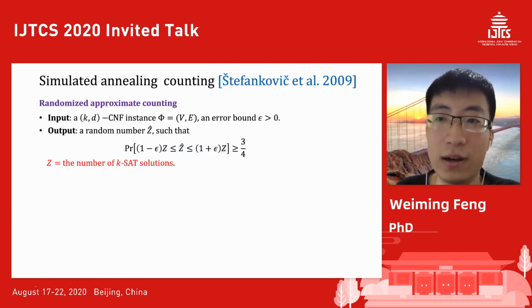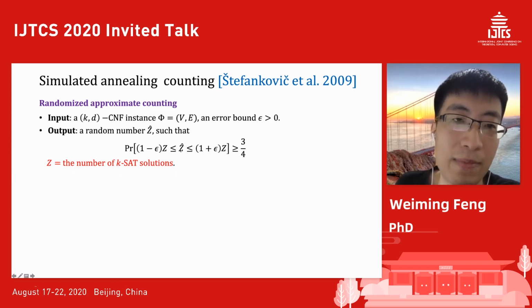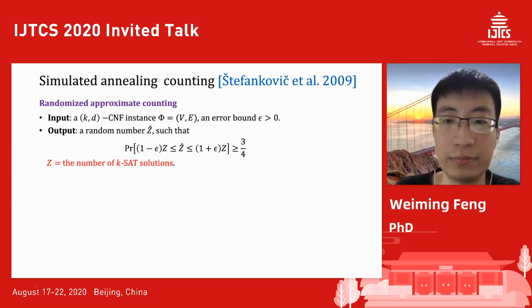Now let us have a quick look at the counting algorithm. We actually solved the randomized counting problem. The algorithm is required to output a random number z hat, such that with probability at least 3 over 4, z hat is an epsilon approximation to z. Here z is the number of k-SAT solutions. Here the number 3 over 4 can be replaced with any constant that is greater than 1 over 2.